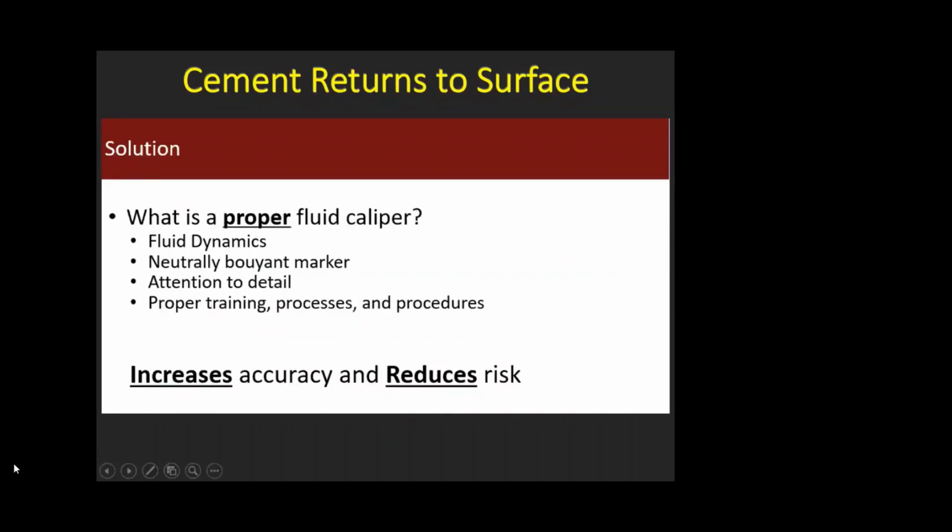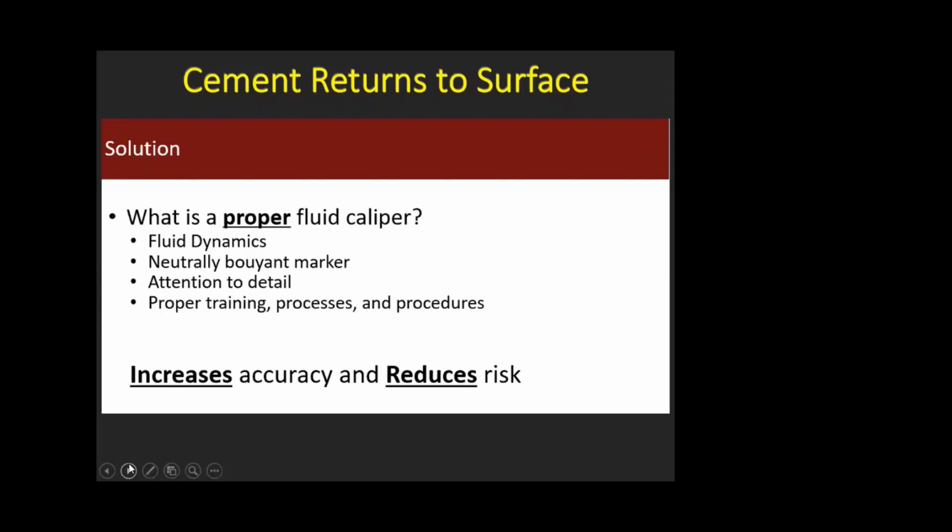So there are many solutions to coming up with a good volume, right? You can run wire lines, you can do other things, but sometimes it's not economically viable, or the wellbore conditions don't allow you to run a wire line, or whatever the case may be. But another tool that an engineer can use in their engineering toolbox is to run a fluid caliper with a third-party company. I like to say it's more of a proper fluid caliper. A proper fluid caliper is going to use the laws of fluid dynamics to accurately calculate the volume of the hole. Now, to do that, you need a neutrally buoyant marker, and we'll get into that in a second on a couple more slides.